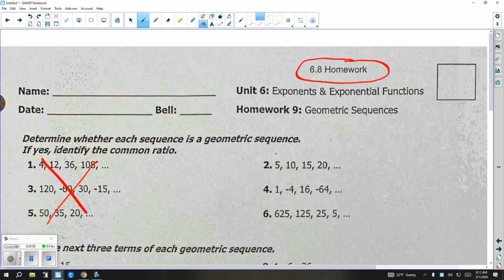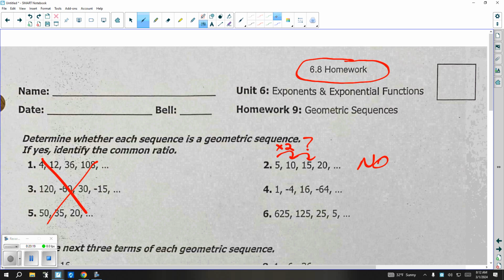If I go from 5 to 10, I'm multiplying by 2. Okay? If I go from 10 to 15, am I multiplying by 2? No. Stay focused. I hope you have your paper. All right, next one.